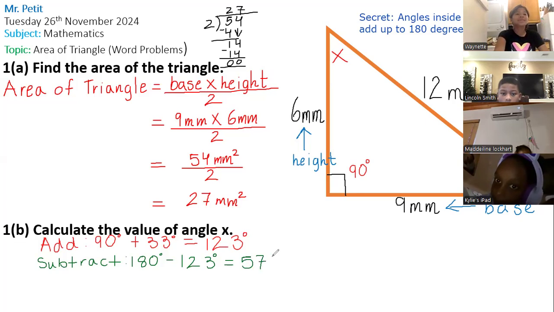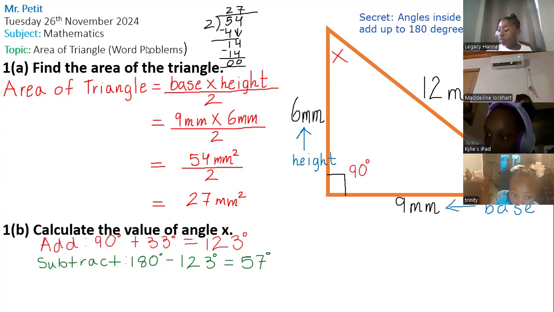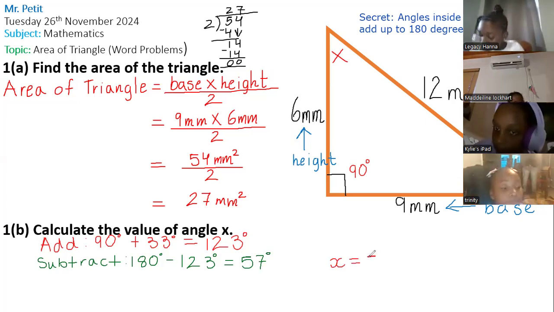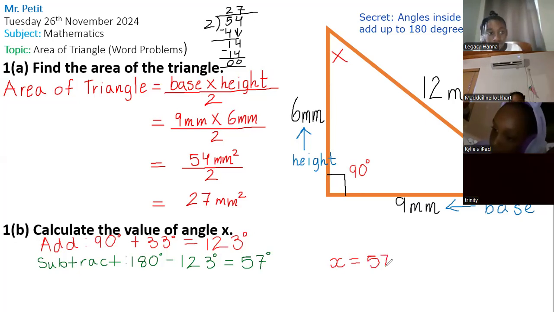180 degrees minus 123 is what? 73. 57. And so that means that x is what? Let's put this in a box. X is what? 57 degrees. 57 degrees. Good.